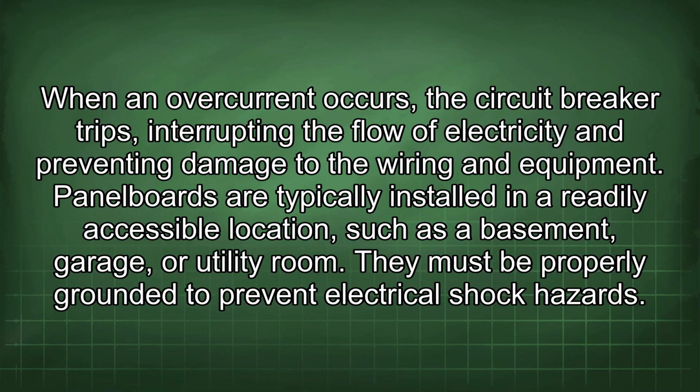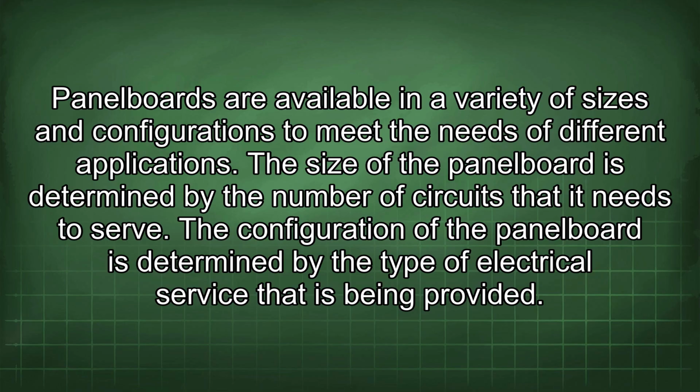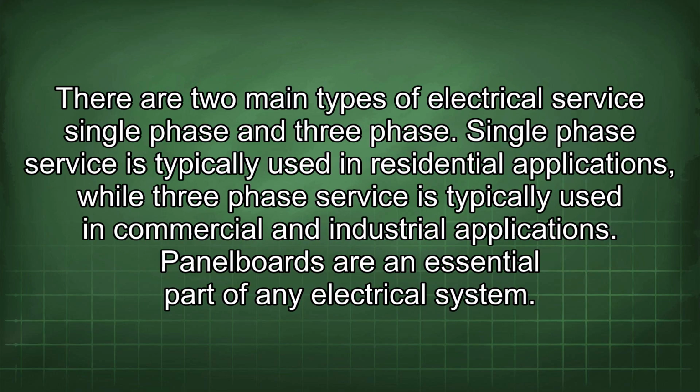Panel boards are typically installed in a readily accessible location such as a basement, garage, or utility room. They must be properly grounded to prevent electrical shock hazards. Panel boards are available in a variety of sizes and configurations to meet the needs of different applications. The size of the panel board is determined by the number of circuits that it needs to serve. The configuration of the panel board is determined by the type of electrical service that is being provided. There are two main types of electrical service: single-phase and three-phase. Single-phase service is typically used in residential applications, while three-phase service is typically used in commercial and industrial applications.